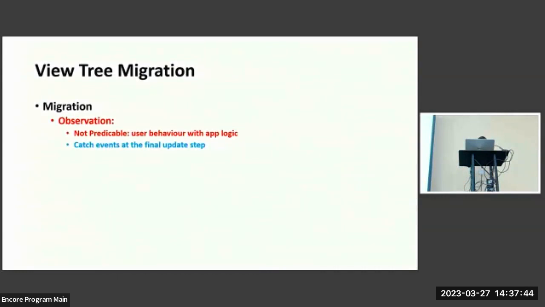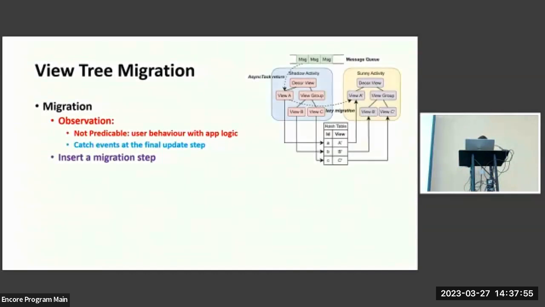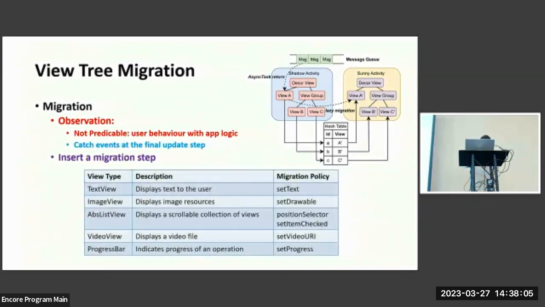Based on the observation that although we cannot predict the user behavior without knowing the app logic, we find that only the activity thread can update the view tree. So we catch the final event in the activity thread and then do the insert and migration step here based on the hash table. And then we also propose different migration policies for different types of views.